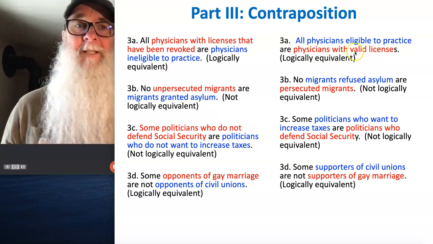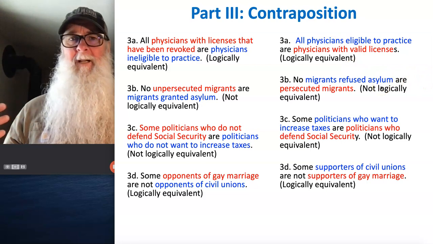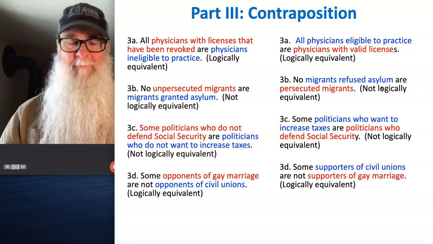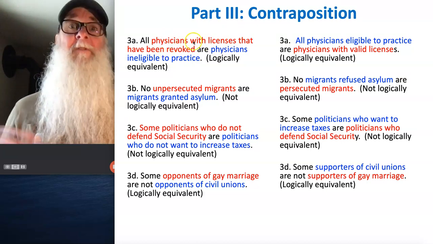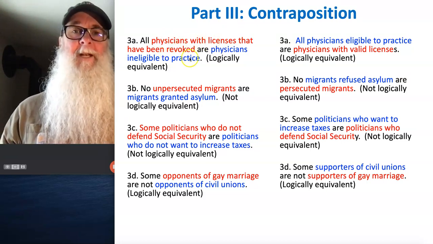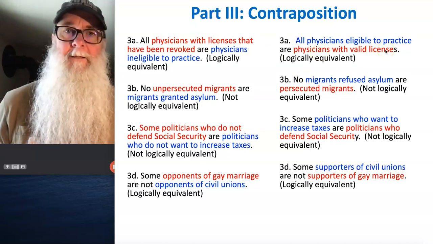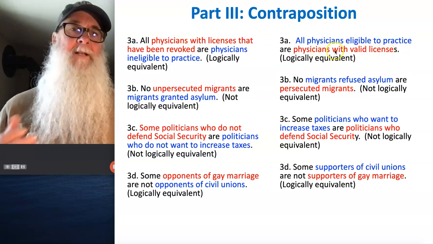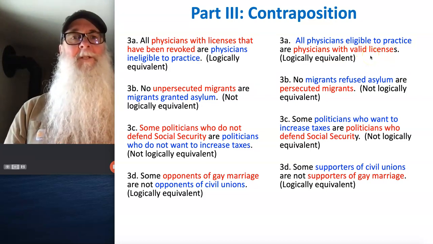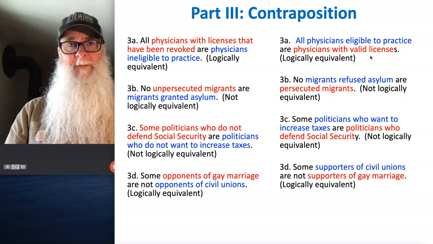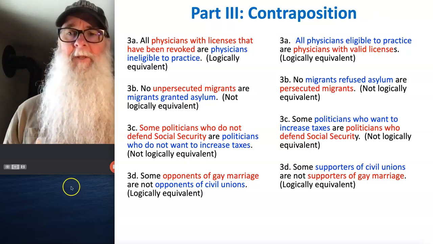The second thing you should see is that each of the subject and predicate terms is replaced with their term complement. So for example, here we have all physicians with licenses that have been revoked, and over here I have physicians with valid licenses. And maybe you have physicians who have licenses that were not revoked or something along those lines. That's fine. You just want to make sure that for all of the answers in number 3, your subject and predicate terms have switched positions and each is replaced with their complement.